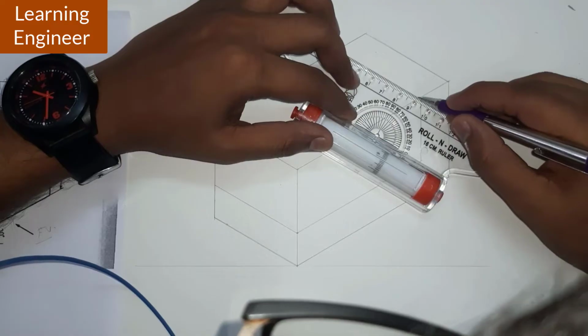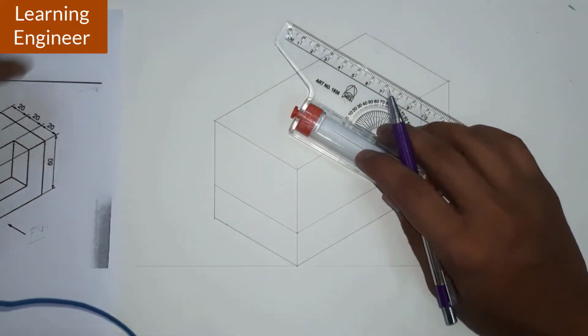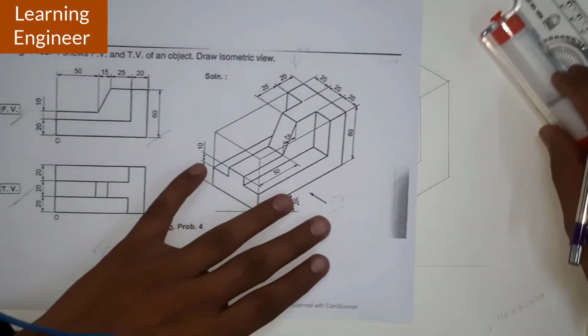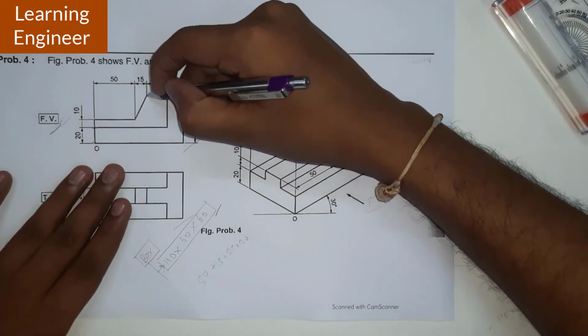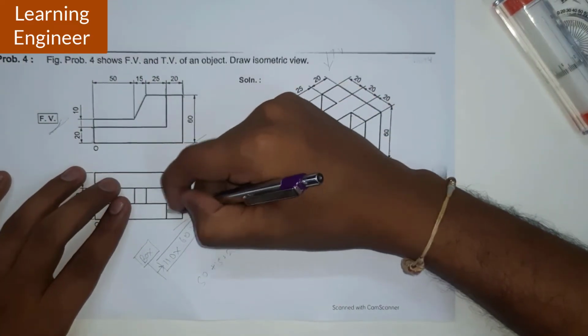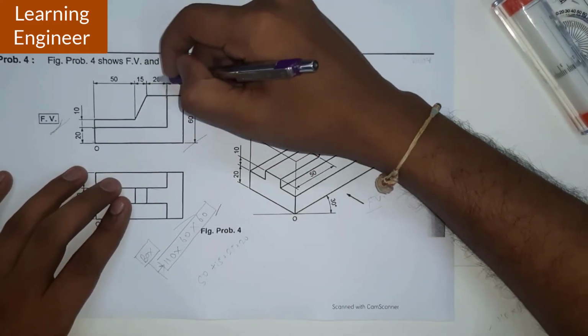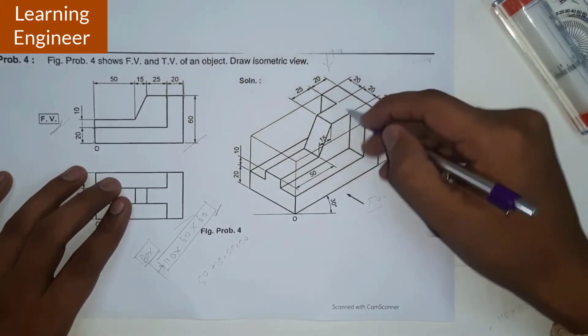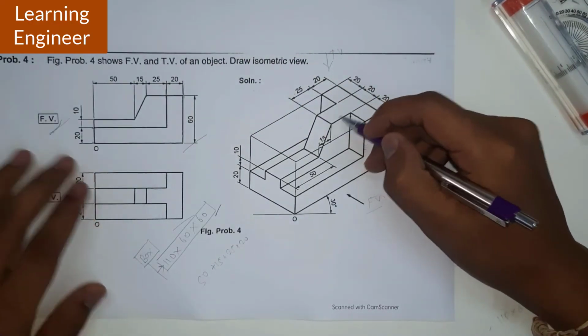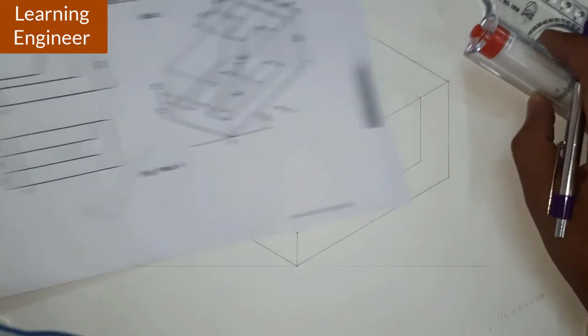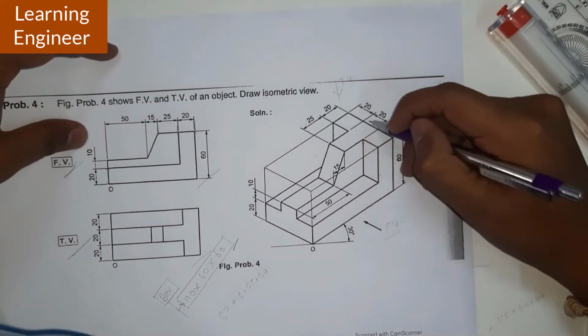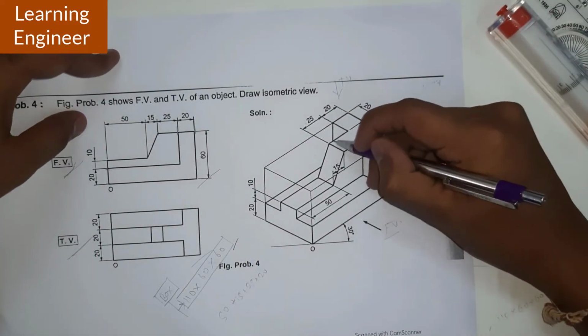Draw a line, and we'll be locating this particular surface, this T. Okay, this is 25. This has been given to us. You can see from here to here, this is 25. So we'll be marking 25 and we'll be marking 20 mm, 20 mm, 20 mm, so that we can locate this particular T.